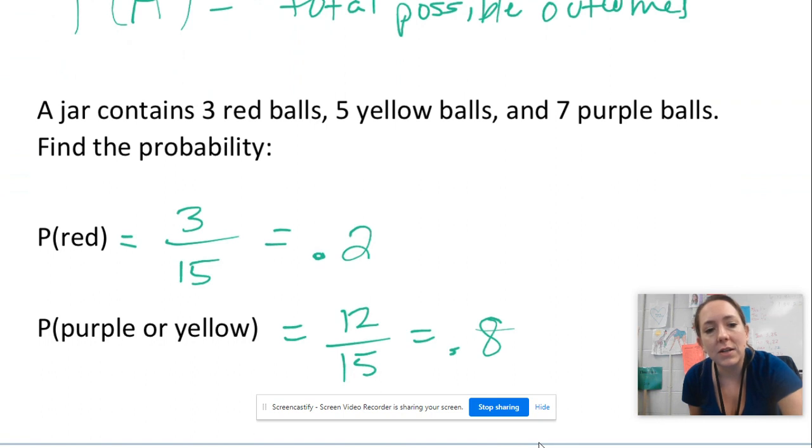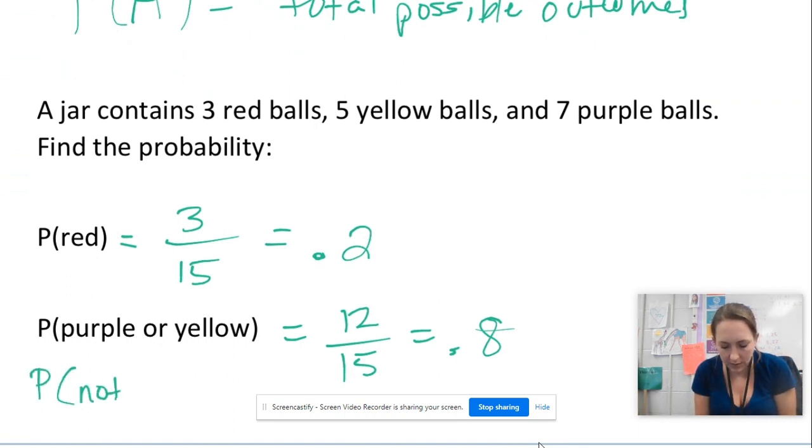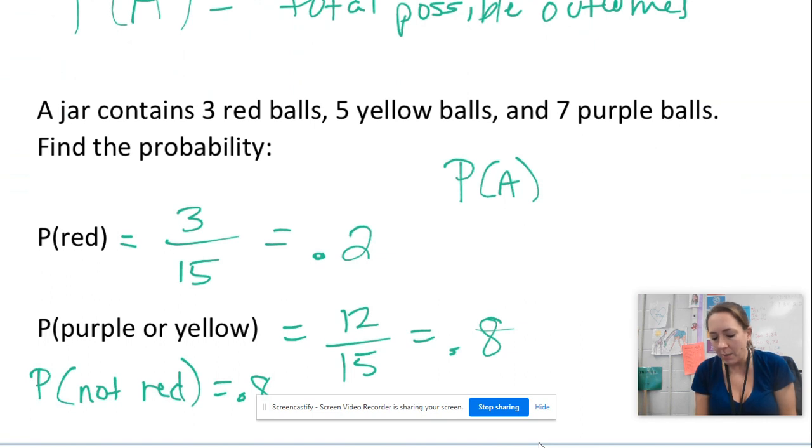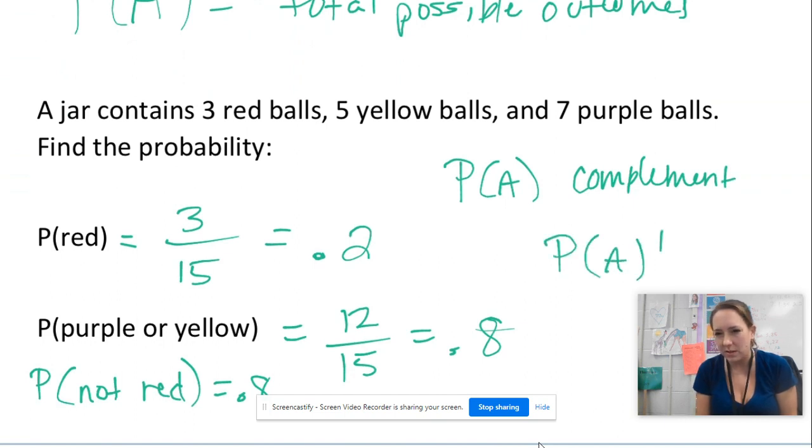So technically, when I say probability of purple or yellow, that's the same thing as saying the probability of not red. It's the same thing. And there is something called a complement. If you have the probability of A, the complement is written as the probability of not A, with a little apostrophe there.